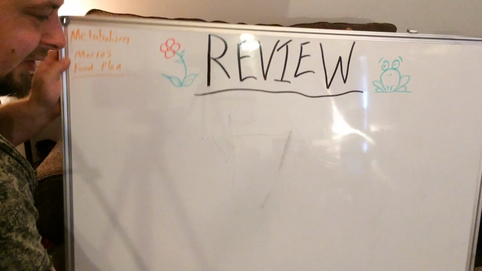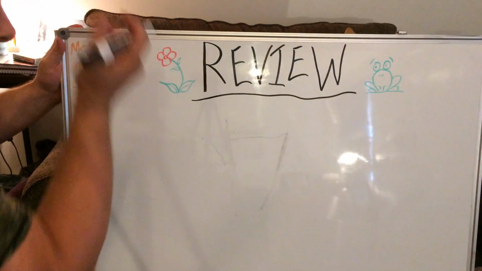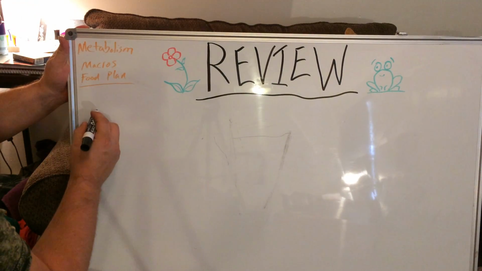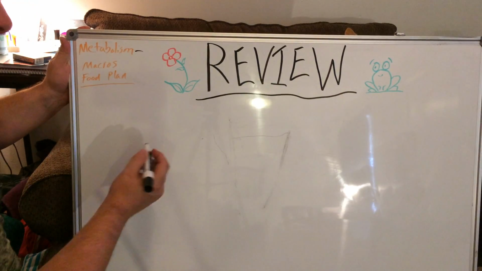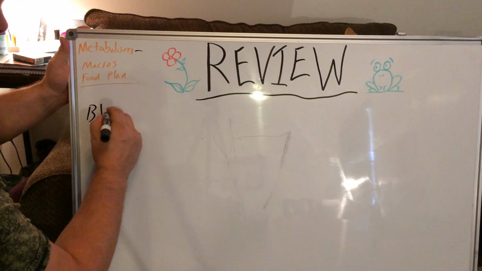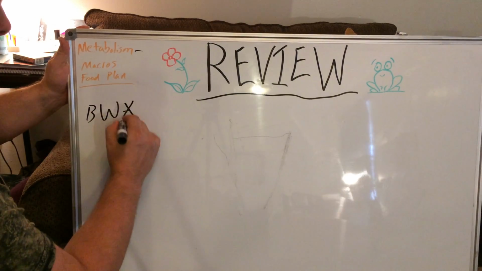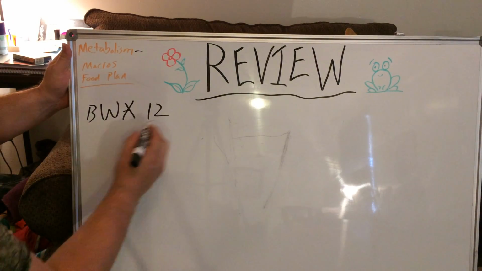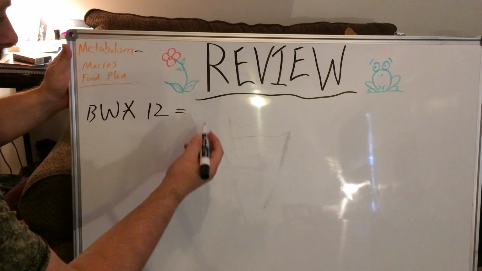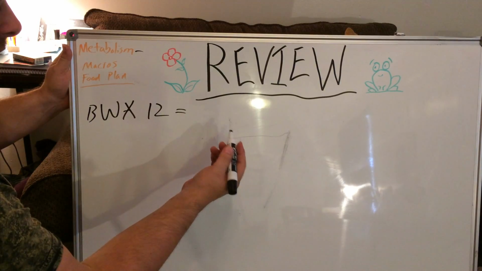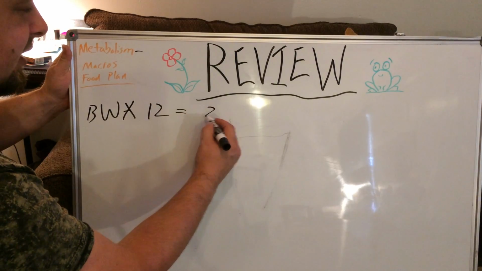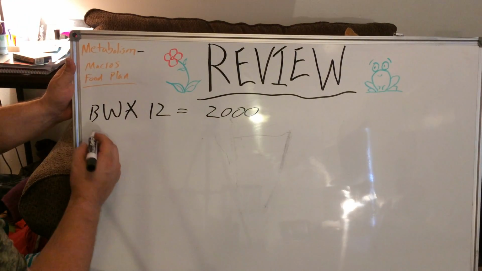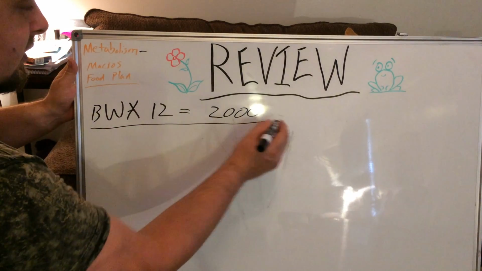So today's a review of everything we've learned so far, kind of. To put everything together all in one setting, we're going to take a shortcut to finding our metabolism. It's body weight times 12. If you do your body weight times 12, and we'll make up something and say you end up with 2,000 calories, that's your body weight times 12. Now you have your starting point.